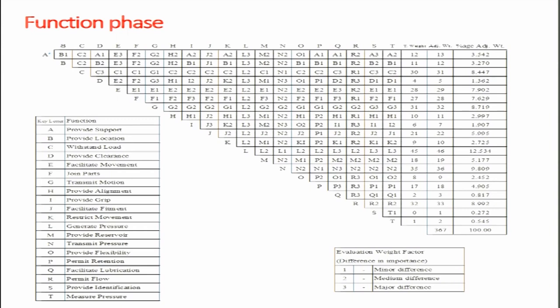When A is compared with B here, B is more important than A, that is, provide location is more important than provide support by a minor difference, that is B1. Similarly, function C is more important than A with a medium difference, that is, withstand load is more important than provide support with a medium difference. Now, you see, this is from the customer's viewpoint. When we develop a numerical evaluation sheet, it is from the viewpoint of the function for which the customer is willing to pay.